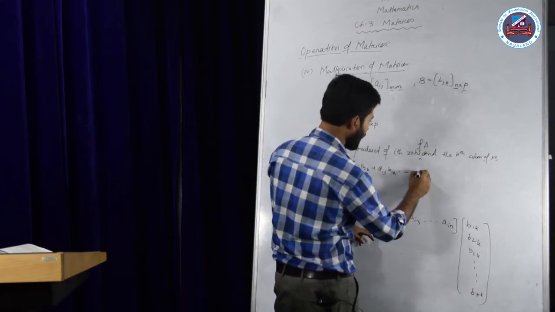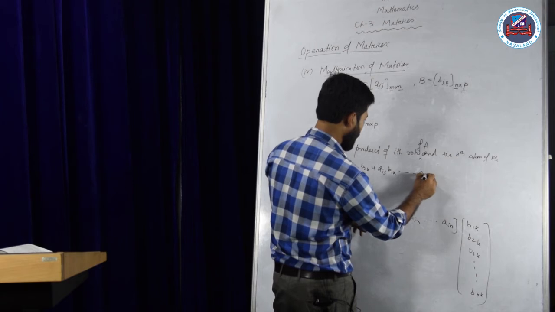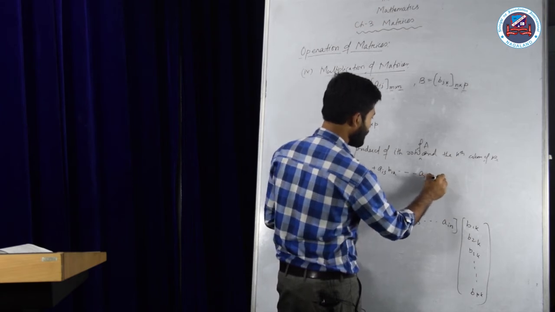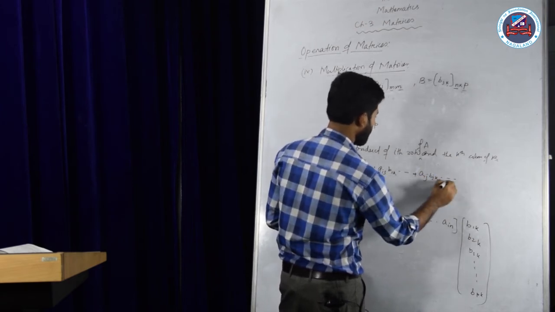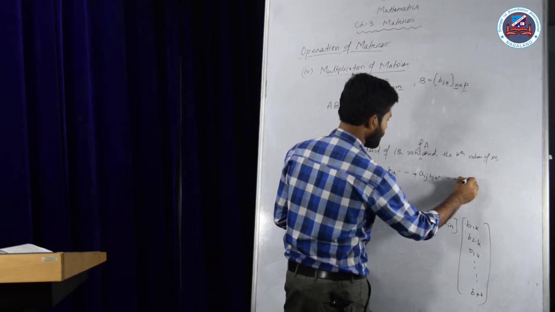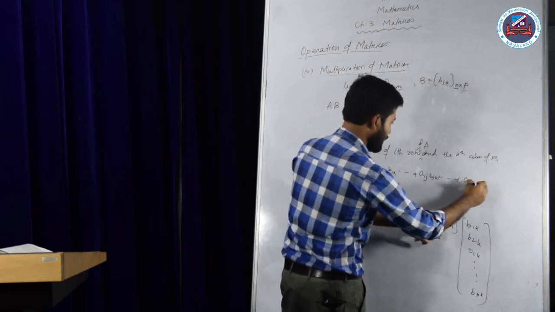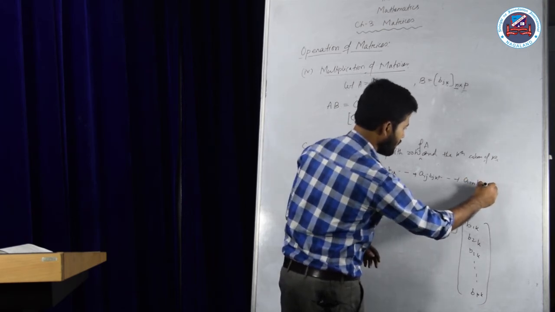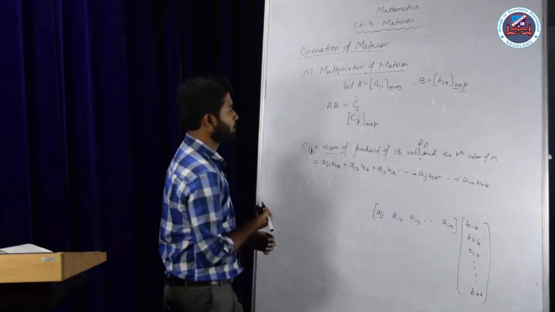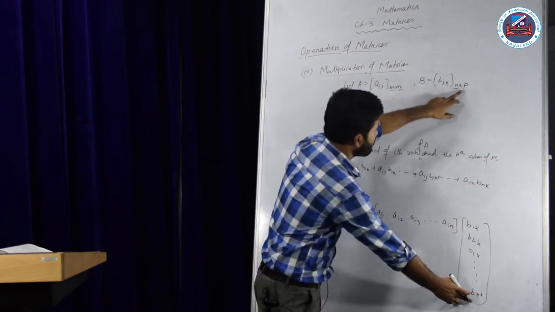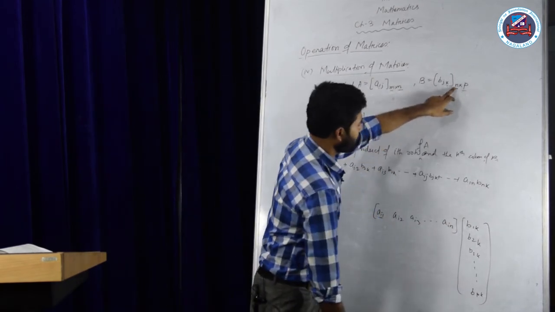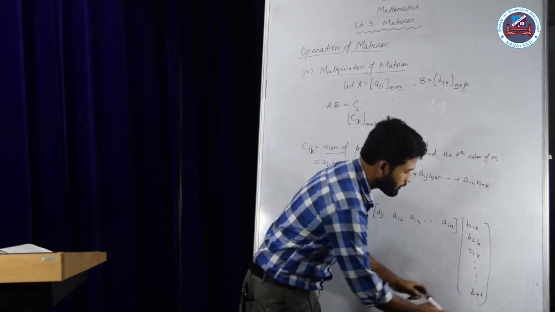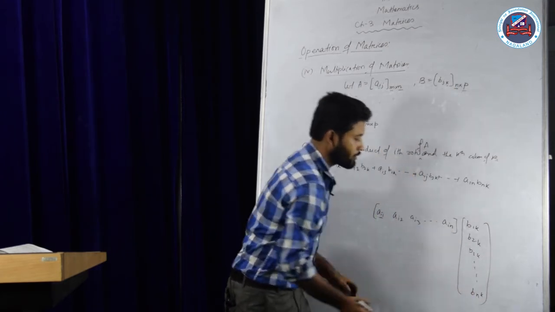And in the middle we have Aij Bjk, and at last we shall have Ain and Bnk. Sorry, this will not be P, this is the nth row. So 1, 2, 3, 4, and it will be the nth row.